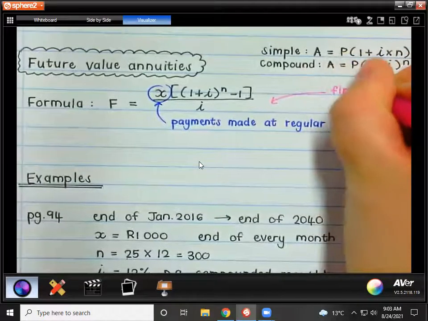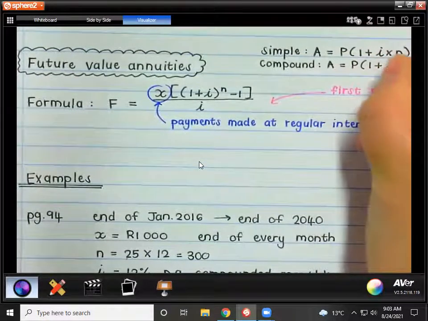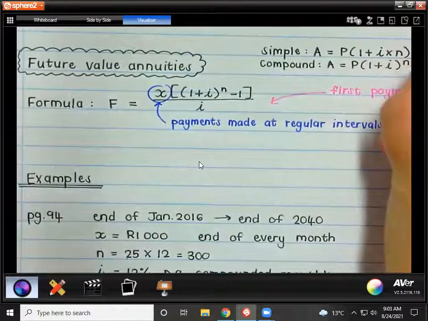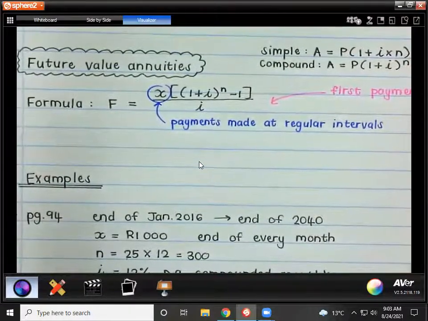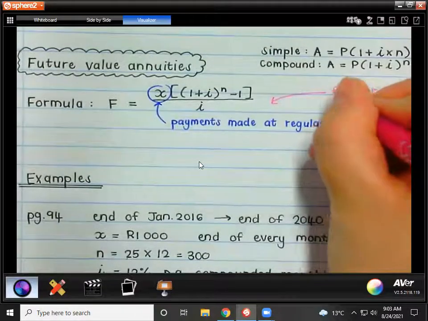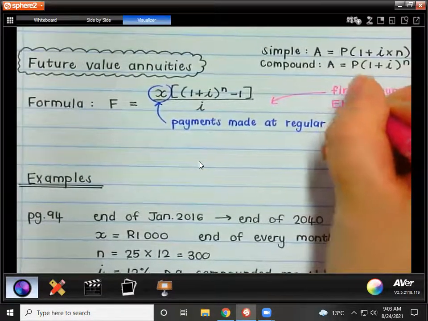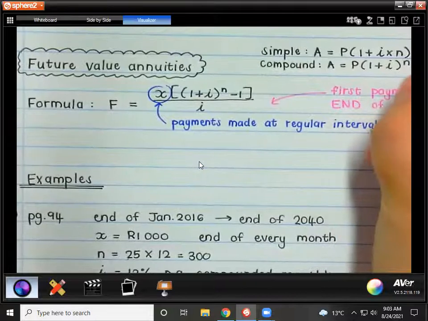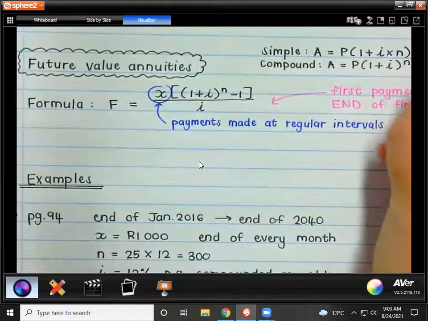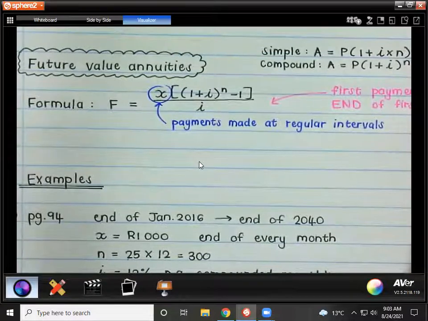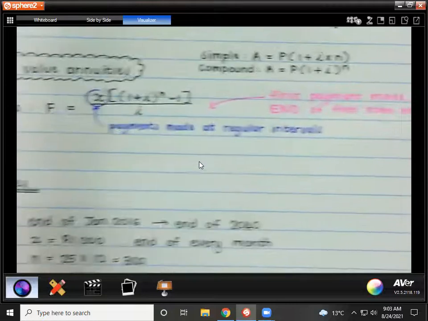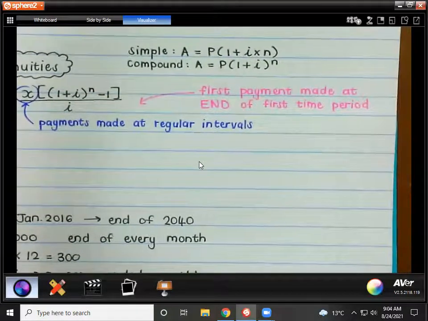First payment made at end of first time period. Oh, I'm sorry, that's actually off screen.